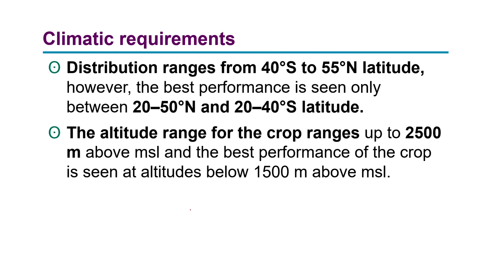Now coming to the climatic requirement of this crop, distribution ranges from 40 degrees south to 55 degrees north latitude. This is how it is distributed. However, the best performance is seen only between 20 to 50 degrees north and 20 to 40 degrees south latitude. The altitude range for the crop is up to 2500 meters above the mean sea level, and the best performance of the crop is seen at altitudes below 1500 meters above the mean sea level.